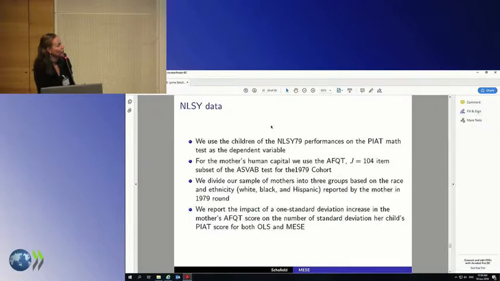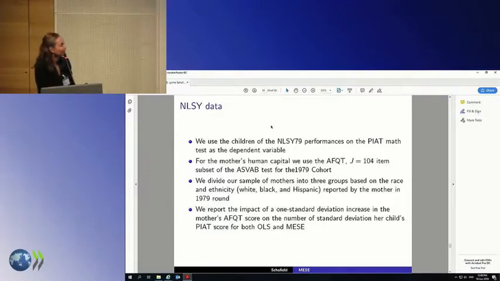So for the mother's human capital, we're using the AFQT again. This is a 104-item subset of the ASVAB test. One could argue that since the AFQT is in fact 4 subtests put together, that maybe the unidimensionality assumption is poor here, but we're going to go with it anyway. And then we also have the PIAAC score for each of the children here.